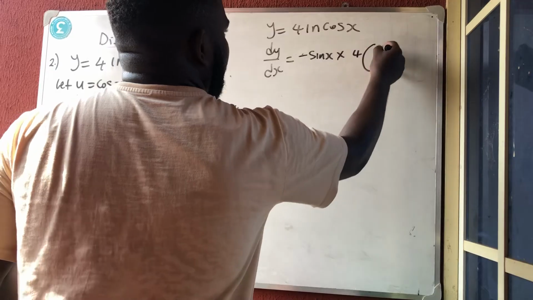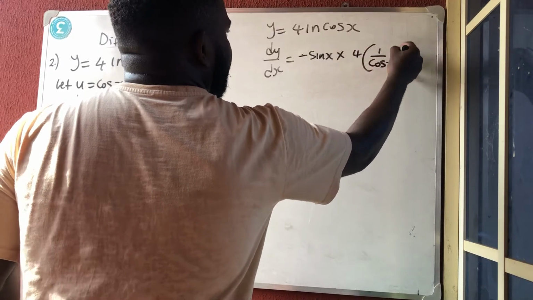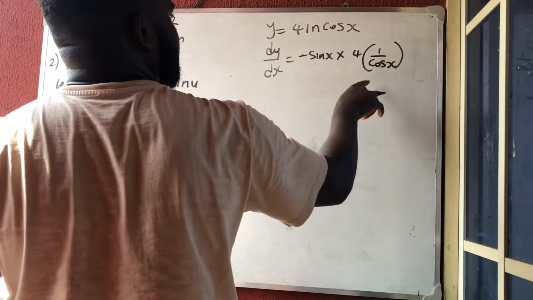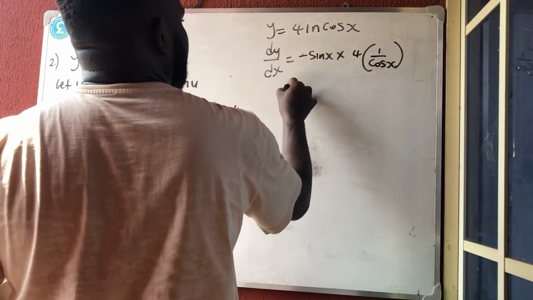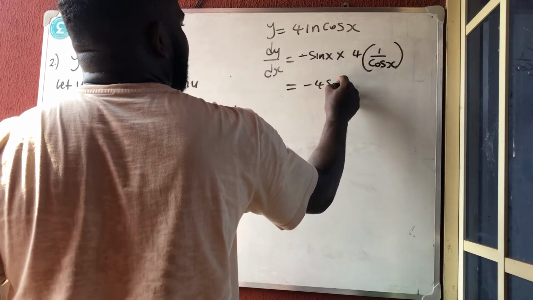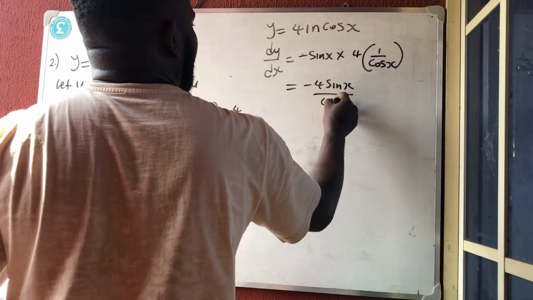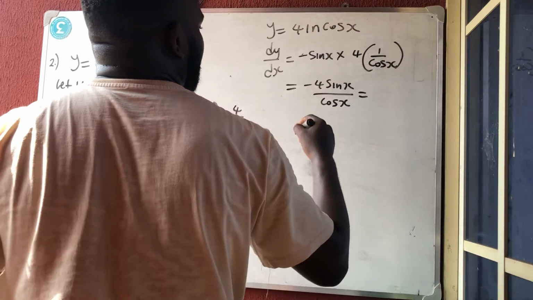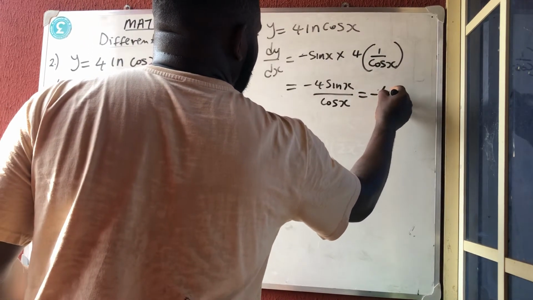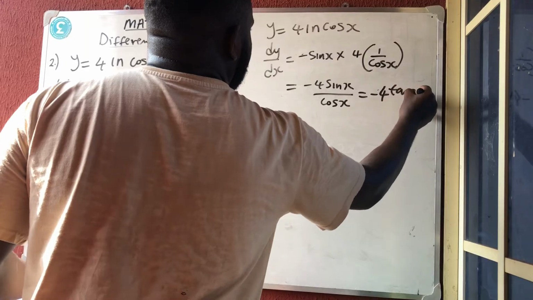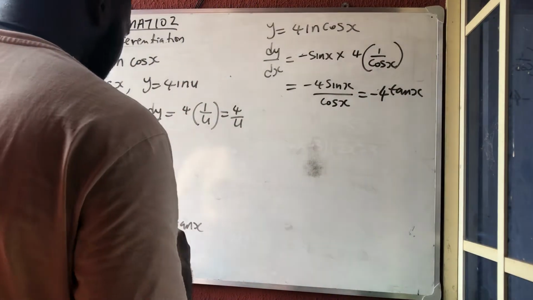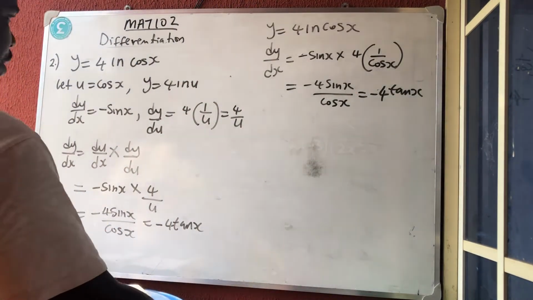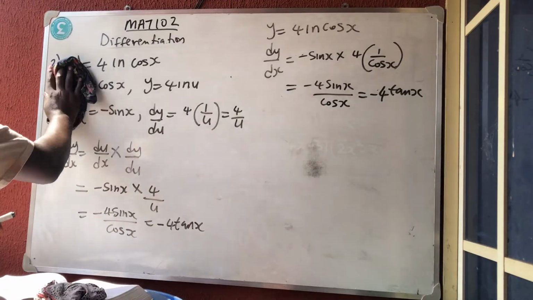Then differentiating 4 ln something will give you what? 4. Then 1 over that thing. I hope you know, because ln x is 1 over x. So ln cos x is 1 over this. So I'm having what? Minus 4 sine x over what? Cos x. And sine over cos according to trigonometry is what? Tan. So I'm having minus 4 tan x. You see, differentiation is one of the simplest topics we are going to do in maths.